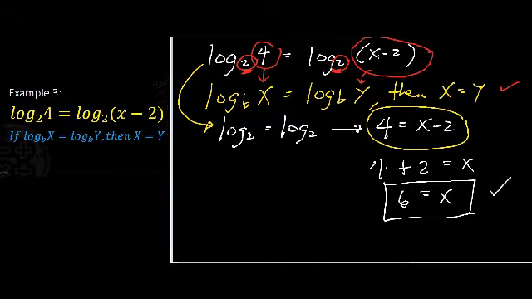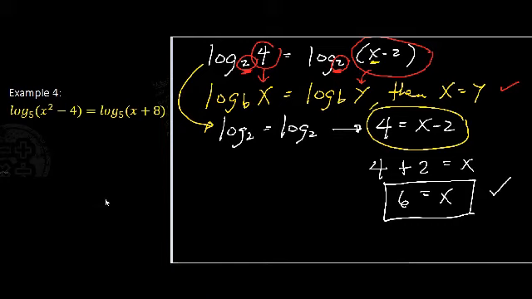Diba? Pag nag-checking tayo, punta ka lang dito kay x. Palitan mo siya ng 6. 6 minus 2, 4. So, pareho na sila. Log base 2 of 4, log base 2 of 4. Diba? Simple checking. If we will replace x with 6, it will become 4. So, pareho na sa kabila. Equal na sila. Equation.